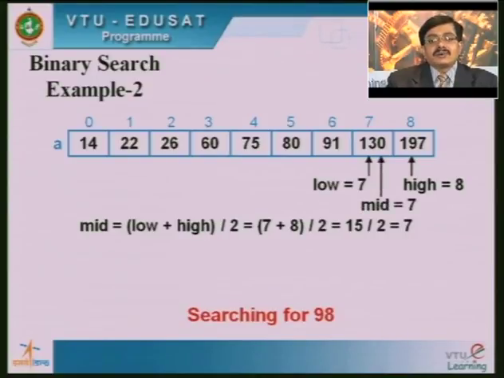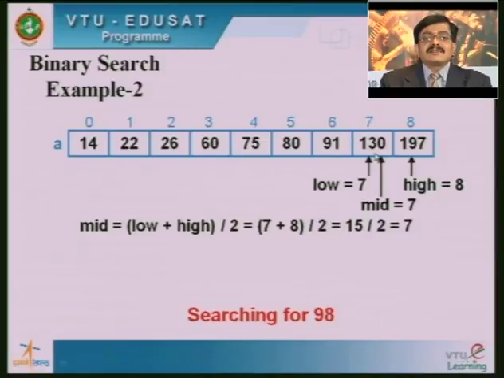Now again I have to do the comparison. So 130 and the key element 98, and here 98 is lesser than 130. When 98 is lesser than 130, we have to go for the left array. We have to notice that in the left array we don't have any more elements, because the lower index is also 7 and the mid value is also 7.